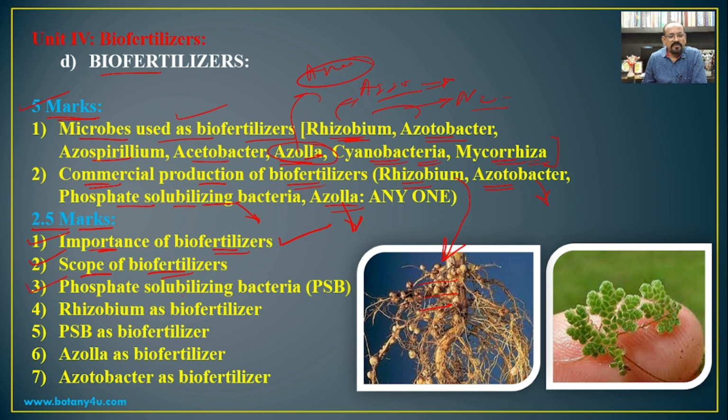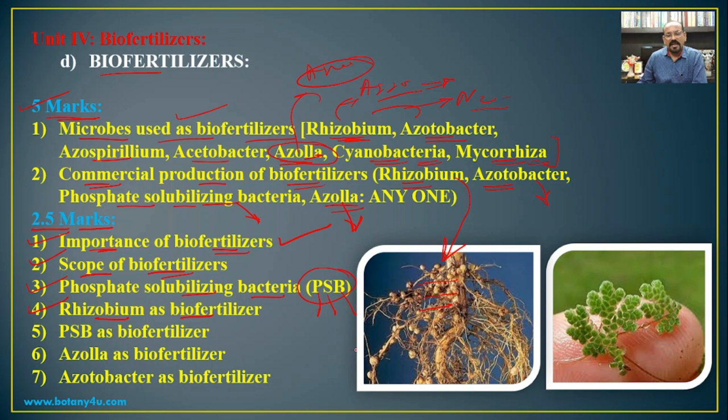Then phosphate solubilizing bacteria. As we know, the phosphate is made available by such a type of bacteria or microorganism. Even phosphate solubilizing microorganism or phosphate solubilizing bacteria is given the name. Then the fourth type of question for the 2.5 mark is rhizobium as a biofertilizer.